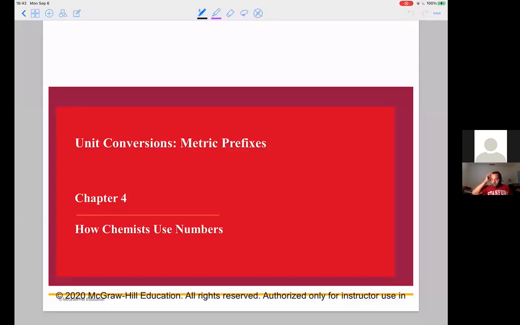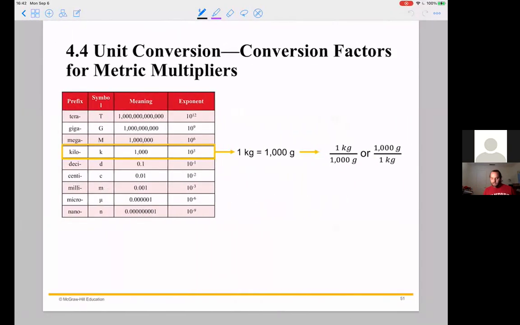Okay, so now we're going to talk about unit conversions. And we're going to start with the easiest type of unit conversions, which is the metric prefixes. We've already done a little bit of this by using the decimal bouncing way. The way that we're going to learn now is a little bit more broadly applicable, okay? So we're going to take our same metric prefix chart here.